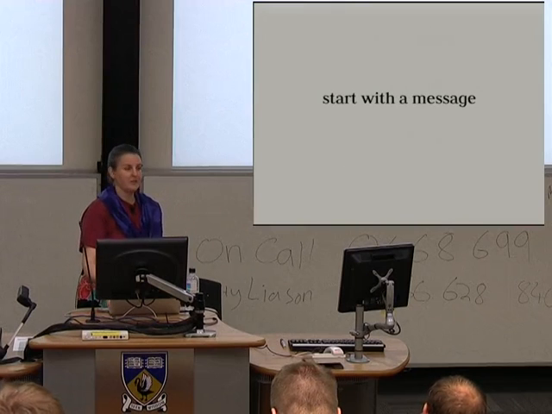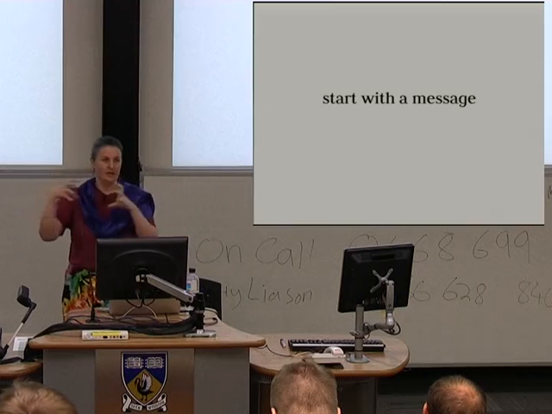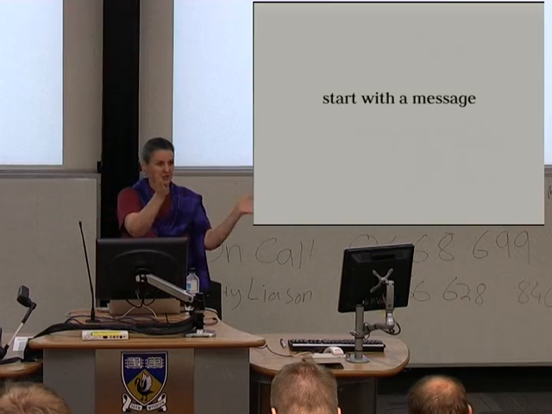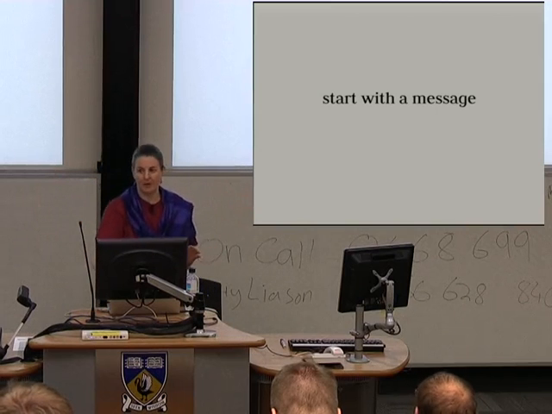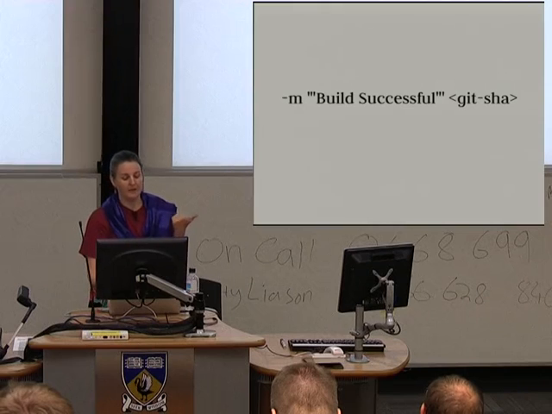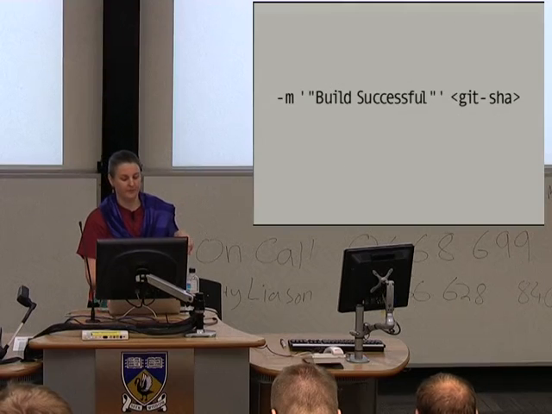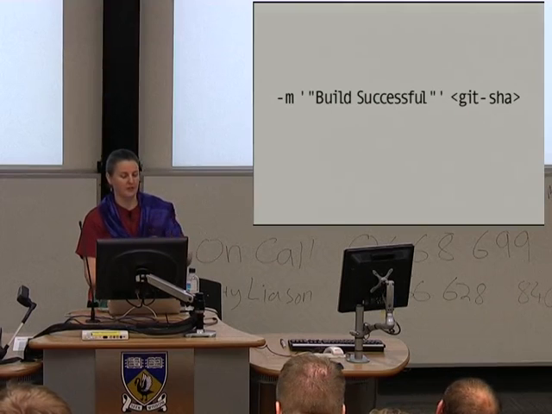In terms of what to post, when you have listened and you've run your tests and you're ready to start sharing all this lovely information from the tests that you've run, start with a message, and that's an M flag with build successful and the Git SHA. You'll notice that there are 2 levels of quoting, one for the shell and one for the Gerrit parser. So build successful is the message, and it's got double quotes around it.